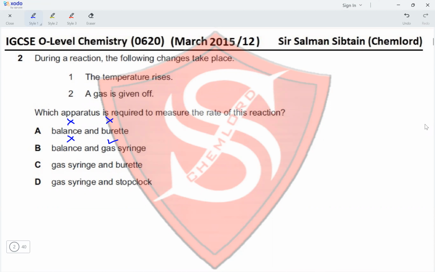Balance is not required. Gas syringe is required to collect the gas. Gas syringe and burette? Gas syringe is required, burette is not required. And gas syringe and stopwatch. So a gas syringe is required to collect the gas and a stopwatch is required to measure the rate of gas collection. Therefore, option D is the correct option for this question.